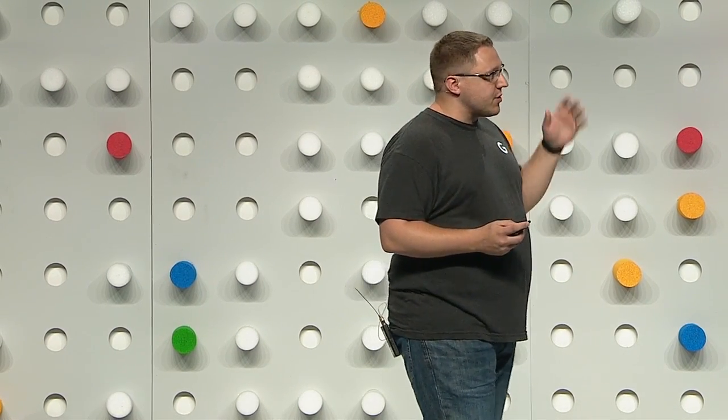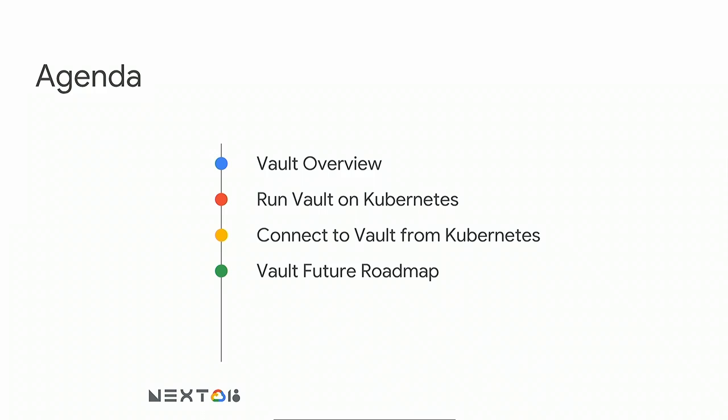Just a quick overview of today's agenda. We have 4 distinct sections. You'll recognize them by the colors that they're associated with here. We're going to start with a quick overview that Armon's going to give us. I know some of you might be familiar with Vault, but we want to make sure that we have a common baseline. Next, I'll tell you how to run Vault in Kubernetes as a service.